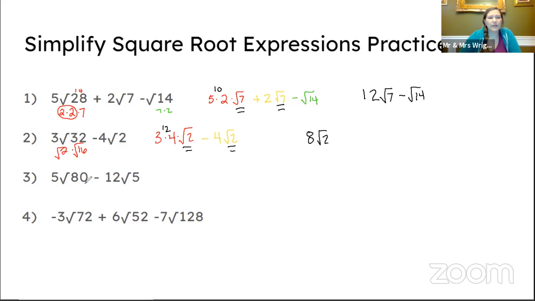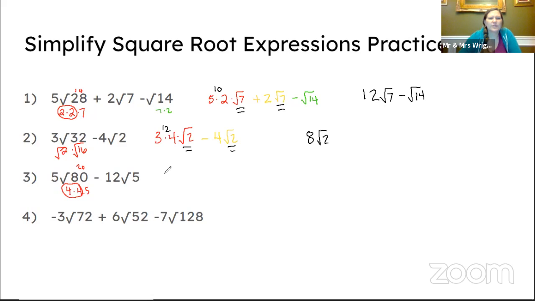Now, 5 radical 80. Okay, I know that 4 goes into 80, and 4 is a perfect square. So I'm going to put a 4 here. And, well, 4 goes into 80. That's going to leave me with 20. Well, that's 4 times 5. So 4 times 4 times 5, plug it in my calculator just to make sure that is 80. So I'm good. So I actually see here a pair that I can move out.